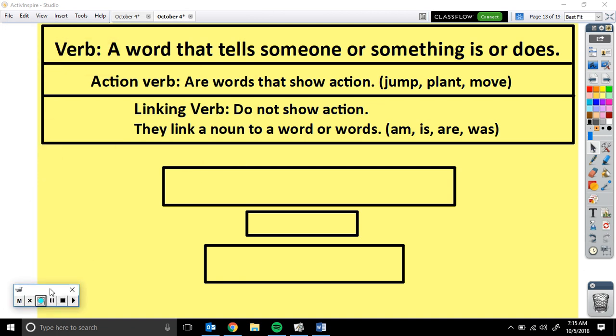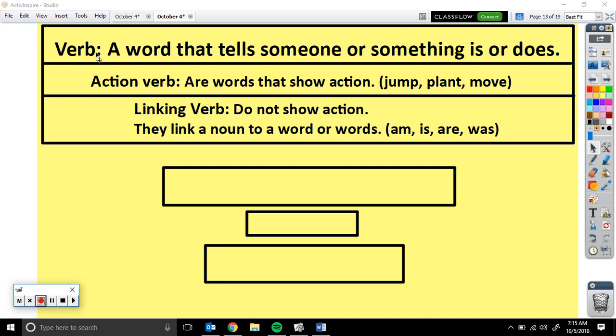Good morning, class. So today we are going to no longer be working on nouns. We are moving on to verbs. And if you remember, verbs are an action. And that's what we tell you. But there's actually way more that goes into a verb.